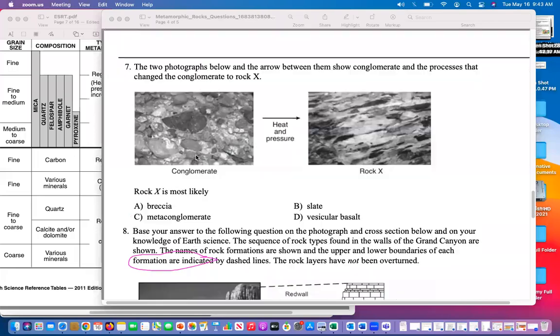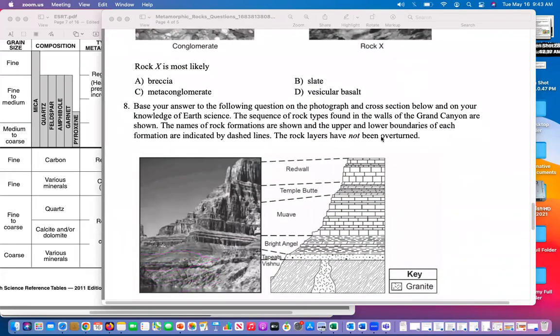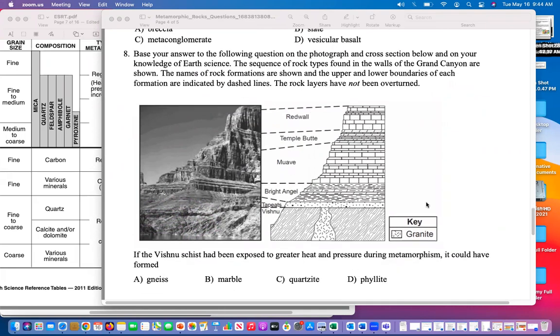All right. Number 8. It says, base the answer to the following question on the photograph and cross-section below and on your knowledge of earth science. The sequence of rock types found in the walls of the Grand Canyon are shown. The names of rock formations are shown, and the upper and lower boundaries of each formation are indicated by dashed lines. The rock layers have not been overturned.